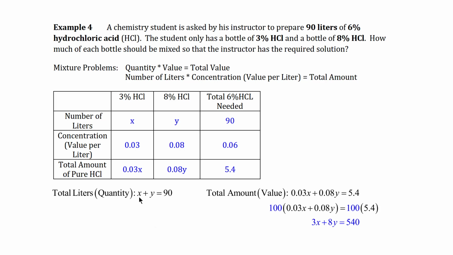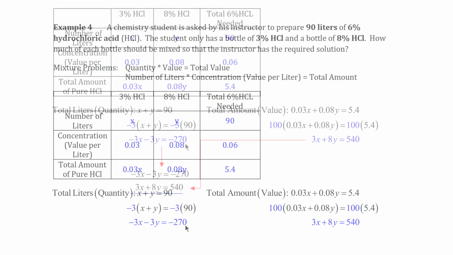So what I need to do here is change the x from the first equation to negative 3x. To do this, we just multiply the first equation by negative 3. So I have negative 3 times the parentheses x plus y close parentheses equals negative 3 times 90. After doing the multiplication, the result is negative 3x minus 3y equals negative 270.